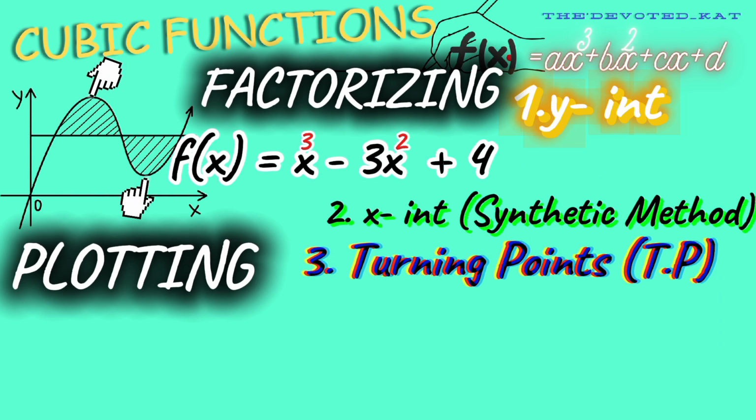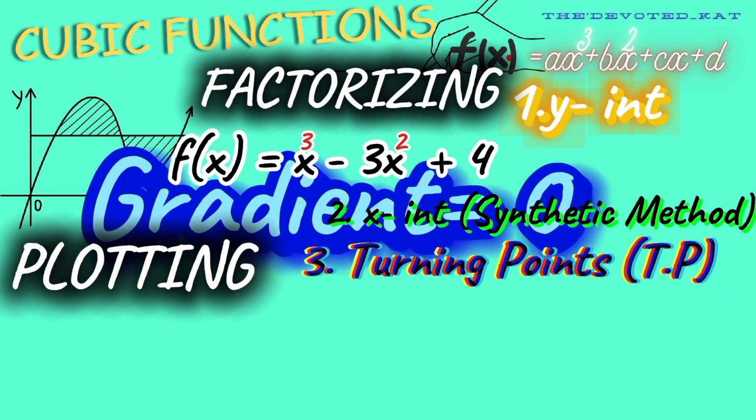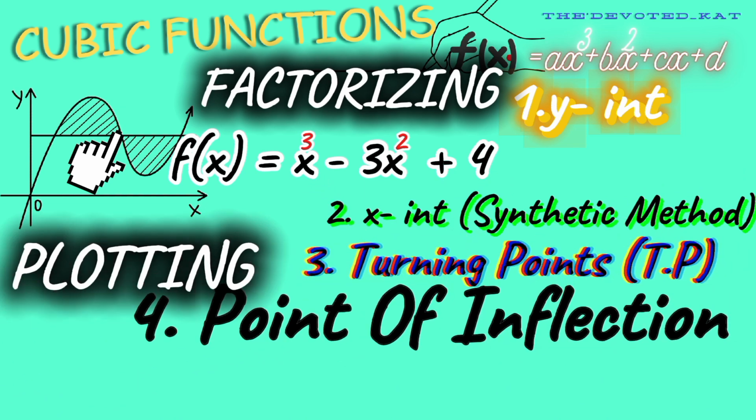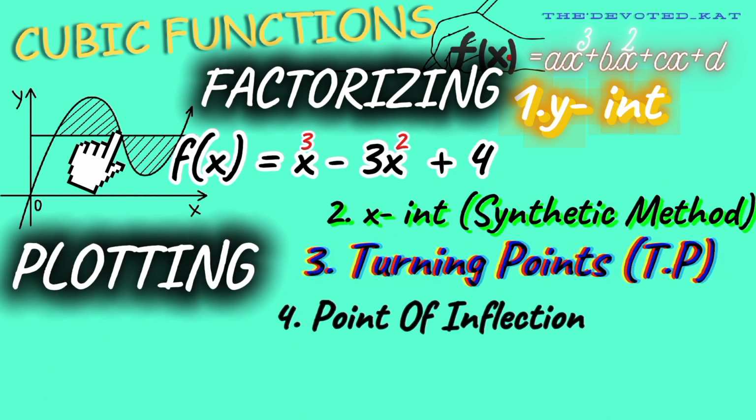Remember, the turning points are where the gradient of the graph is equal to 0. Meaning here it's the change of the movement. If your graph was moving positive, now it will change into the negative shape. And then we are going to be learning how to find the point of inflection. The point of inflection is simply the change of the graph. So where your graph starts to change its shape is your point of inflection.